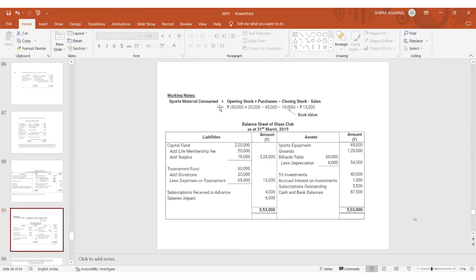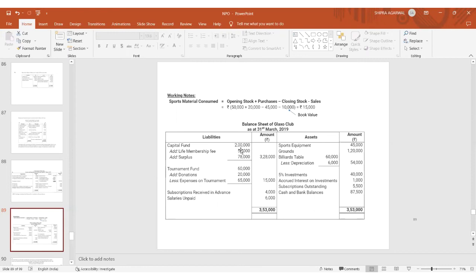Now, with respect to your material consumed, that is sports material consumed, opening balance given to us is 50,000. Purchases during the year is 20,000. Your closing stock is 45,000 and your sales during the year is 10,000. So a net value of 15,000 will be shown in your books of accounts. So now we'll be preparing the balance sheet.